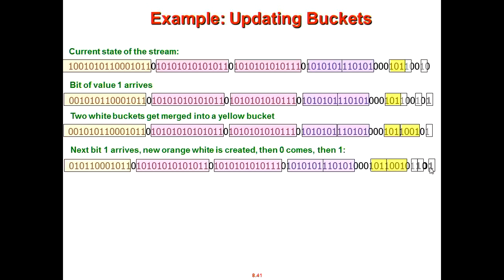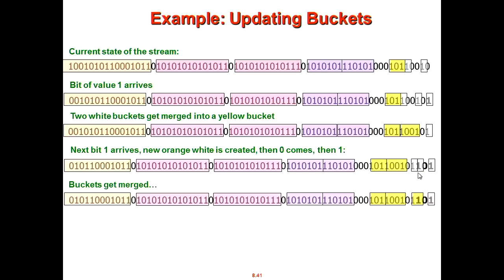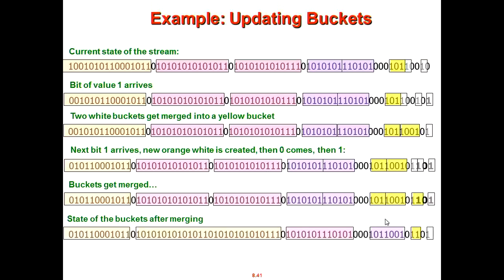This new 1 means you need to create a bucket for it, and you have 3 buckets of size 1. Because there are 3 buckets of size 1, you need to merge the older 2 into a new bucket of size 2. But now you check the buckets containing 2 ones. There are 3 such buckets. In order to guarantee at most 2 buckets containing the same number of ones, you need to merge the oldest 2. So these 2 will be merged as a 4 bucket.